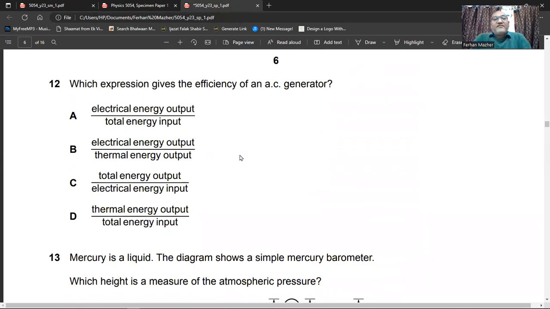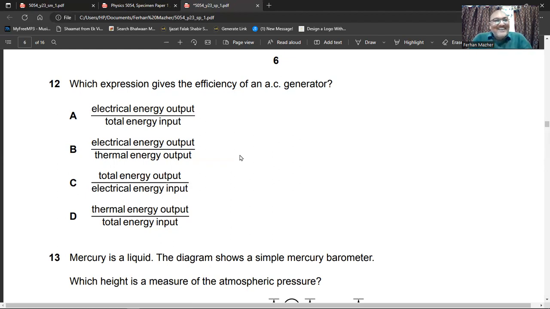Which expression gives the efficiency of an AC generator? You see, an AC generator produces electricity, so its output is electric energy. The formula for the efficiency is useful output energy divided by total input energy. So the formula should be useful output electric energy divided by the total input energy. Option A is electric energy output divided by the total energy input. A looks the best option right now.